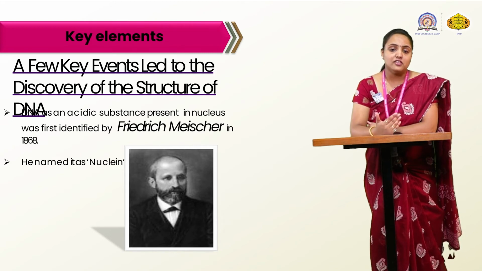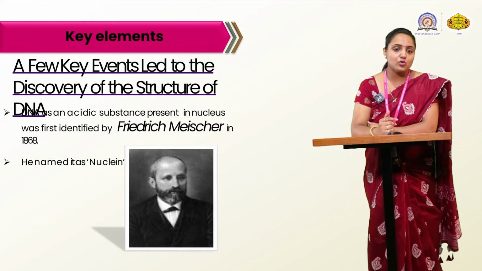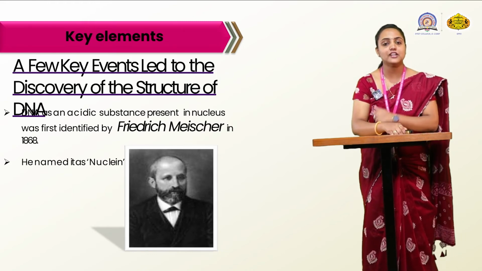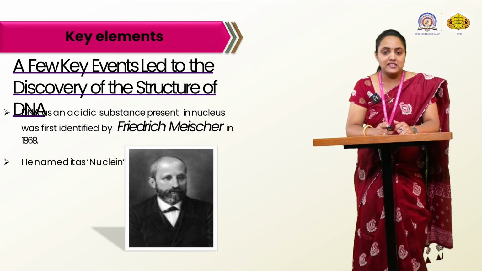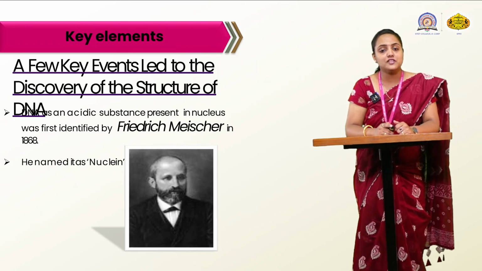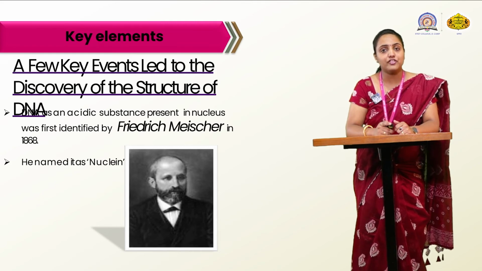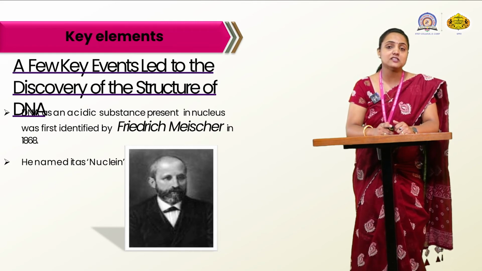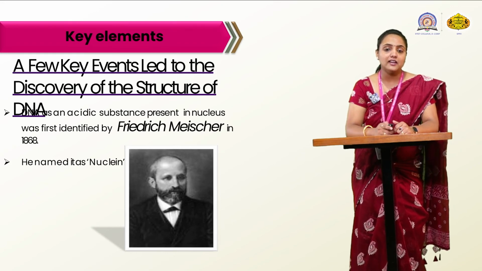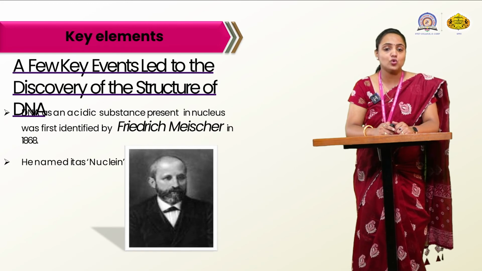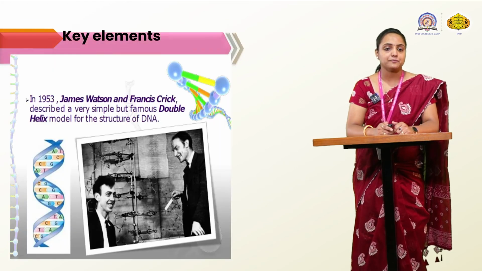Before that, various scientists contributed, and we are going to see a few key elements that led to the discovery of the structure of DNA. DNA as the acidic substance present in the nucleus was first identified by Friedrich Miescher in the 19th century, in 1868, and he named it nuclein. You can see his photo in the PPT or on the screen. He was the first scientist who told us about nuclein.